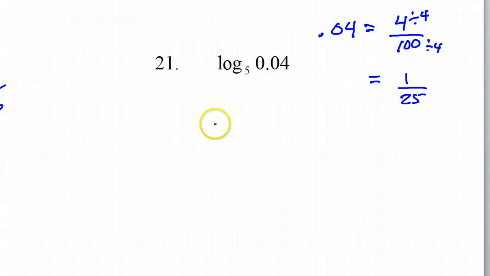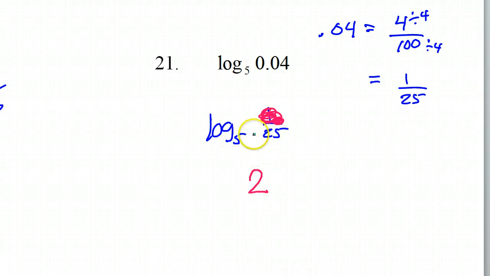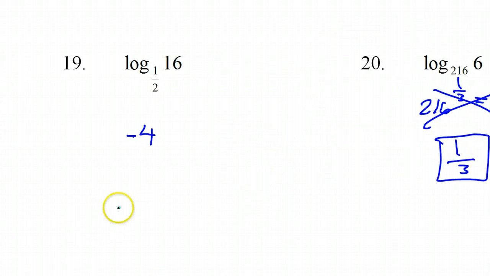So this problem really becomes log base 5 of 1/25. Like I've told you in other problems, I would scribble out the 1 and ask yourself, 5 to what power gives you 25? Clearly that's 5 squared. Because it was actually 1 over the number, then a negative 2 should do the trick. That will drop it down. Okay, number 22.